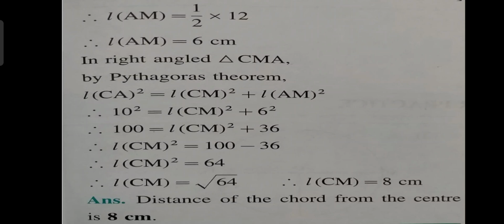So 10 square, that is 100. Then we don't know the value of CM, so we'll keep it length CM square as it is, and AM that we found out, that is 6 centimeter. So the square of 6 centimeter, that is 36. So length CM square is equal to 100 minus 36. So length CM square is equal to 64. The square root of 64, that is 8. So the distance of the chord from the center of the circle is 8 centimeter.